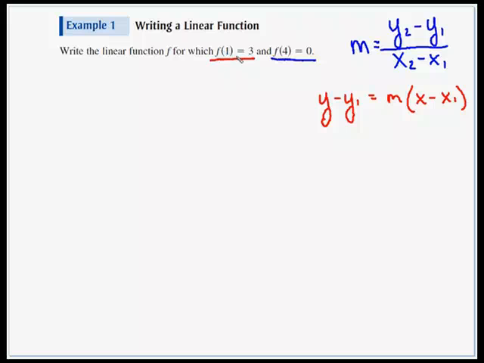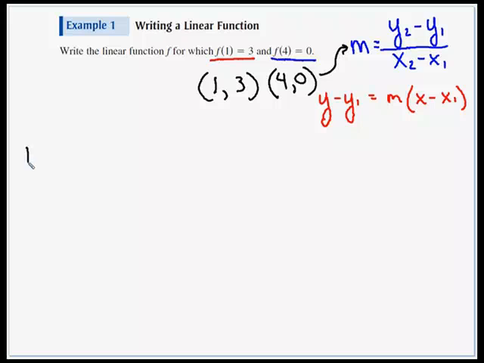So f of 1 equals 3. That means when we plug in an input value, an x value of 1, out pops a 3. So (1, 3) is a point on our graph, on our line. The second one, f of 4 is equal to 0. Well, that's just another point. We put in a 4, out pops a 0. Now that we have 2 points, we can first use those to find slope. Change in y over change in x.